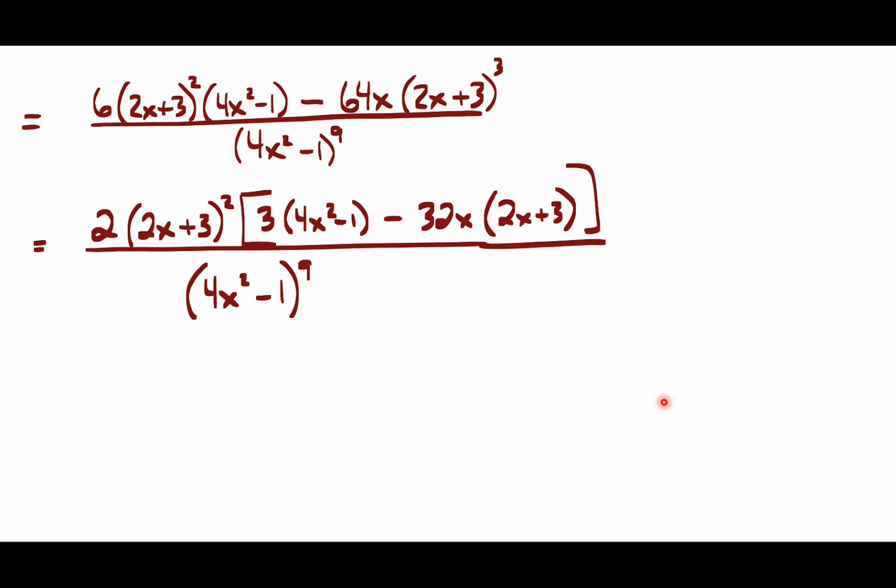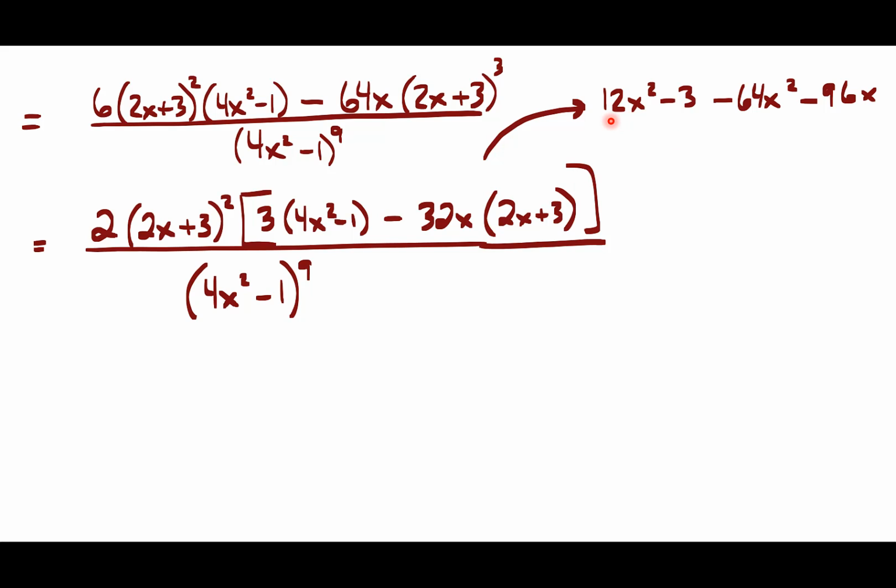Alright, let me extend that out a little further. Okay, so now the whole piece here is just to simplify this as much as possible. So let's go with it here. So 3 times 4 is 12, so 12x squared. 3 times negative 1 would be a minus 3. Negative 32x times 2x would make a minus 64x squared. Negative 32x times 3 would be a minus 96x.